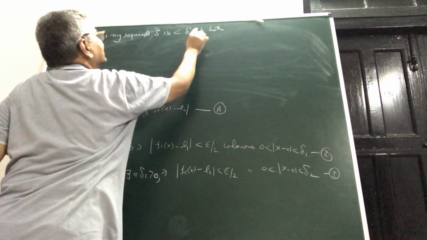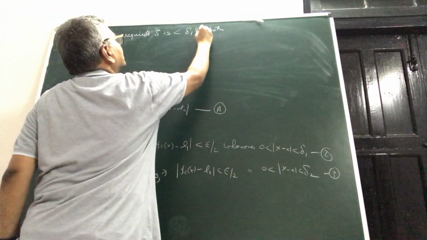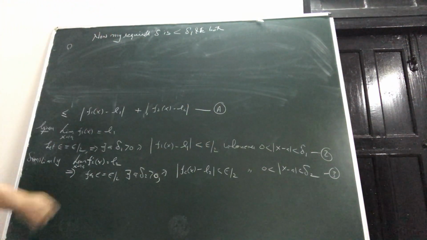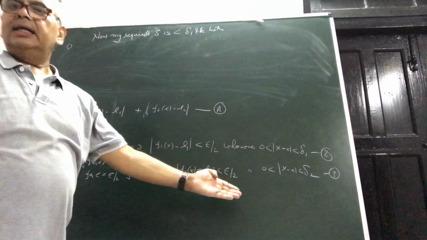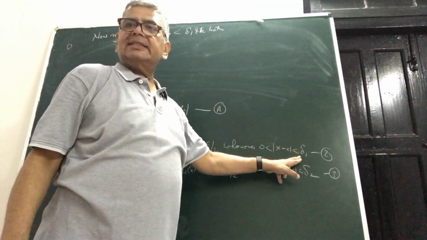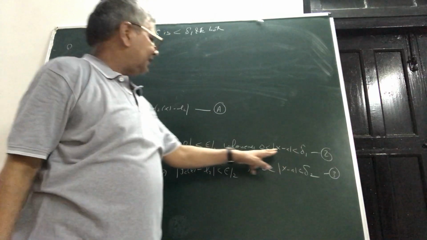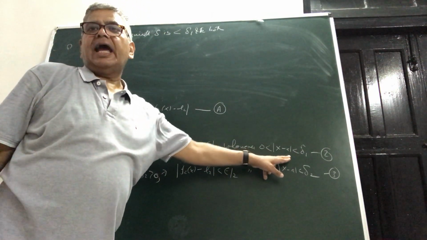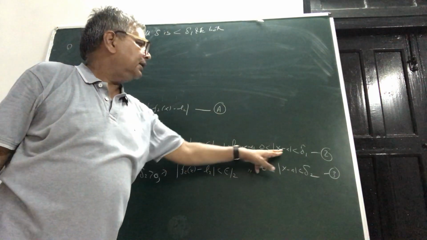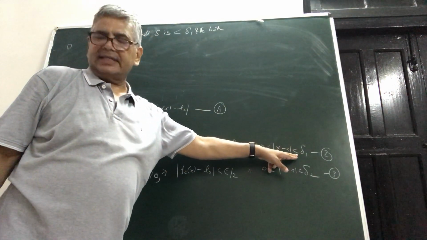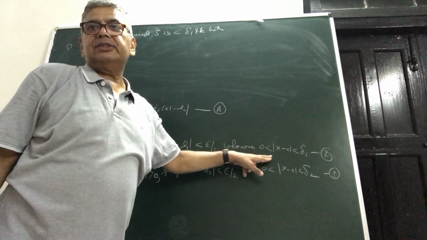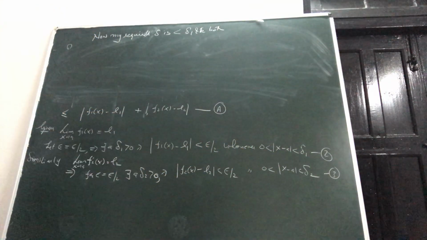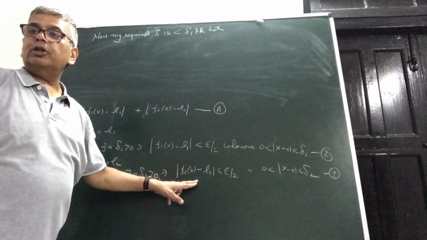So any number which is less than delta 1 and delta 2 both can be taken to be my delta. Why? Because if mod x minus a is less than delta, then this inequality will hold, because it is holding for delta 1, and mod x minus a is obviously less than delta, because this open interval will lie in this one, ignoring the middle point. Likewise, this inequality will also hold good.